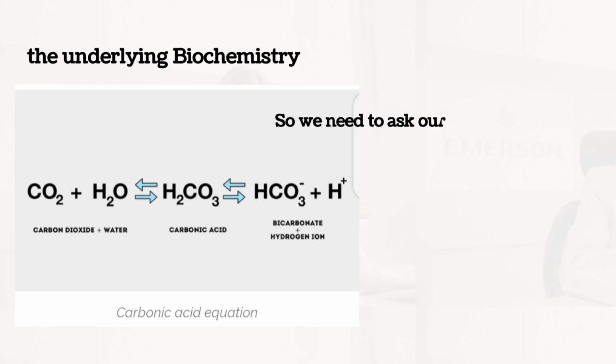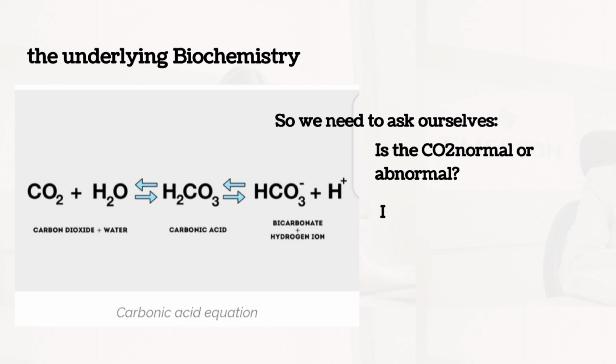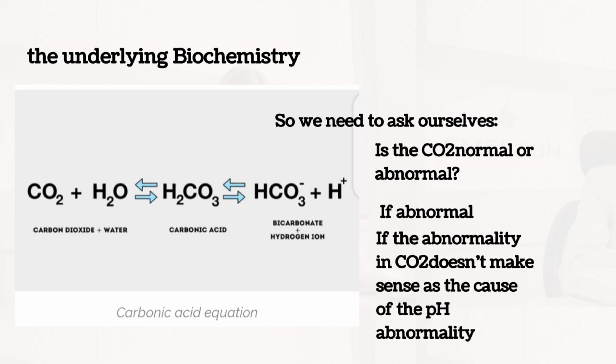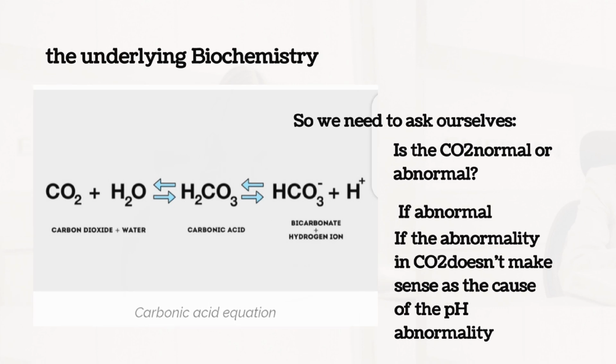So we need to ask ourselves, is the CO2 normal or abnormal? If abnormal, does this abnormality fit with the current pH? E.g., if the CO2 is high, it would make sense that the pH was low, suggesting this was more likely a respiratory acidosis. If the abnormality in CO2 doesn't make sense as the cause of the pH abnormality, e.g. normal or reduced CO2 and reduced pH, it would suggest that the underlying cause for the pH abnormality is metabolic.